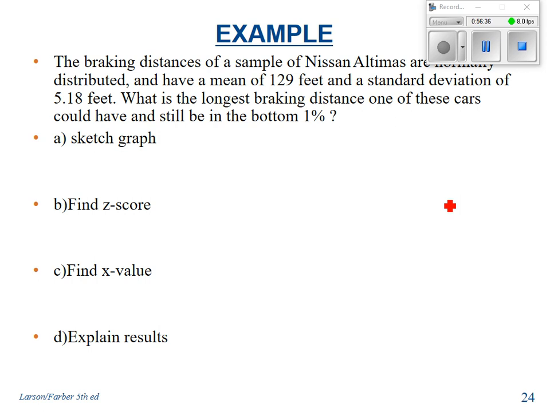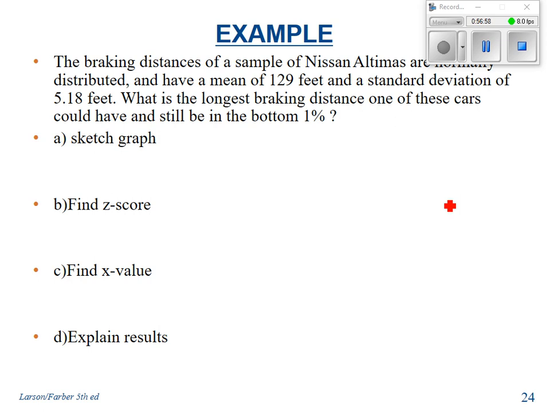On this one, the braking distances of Nissan Altimas are normally distributed and have a mean of 129 feet and a standard deviation of 5.18 feet. What is the longest braking distance one of these cars could have and still be in the bottom 1%?